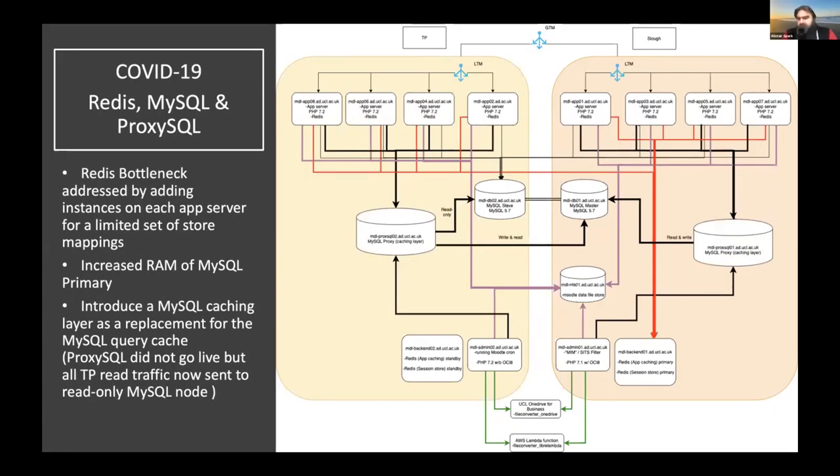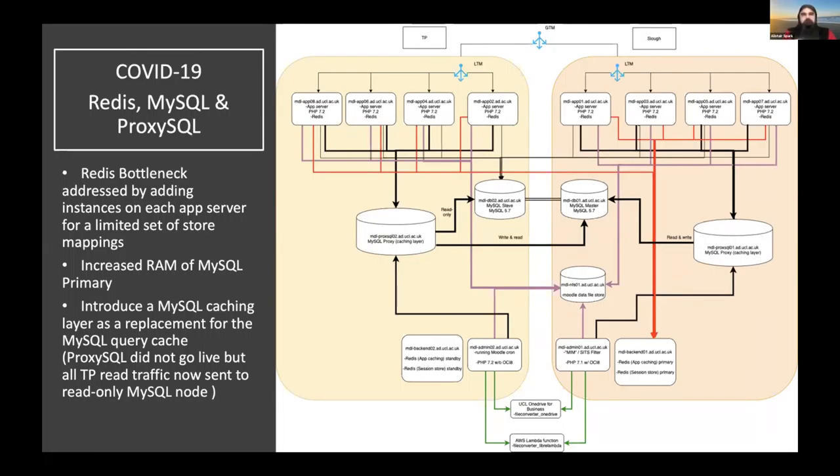So I'll move on to the next. Yeah, so Redis kind of helped. We were in a good place with that. Then we really focused on the database layer. So we essentially had a big master with the read-only node only used for reporting.